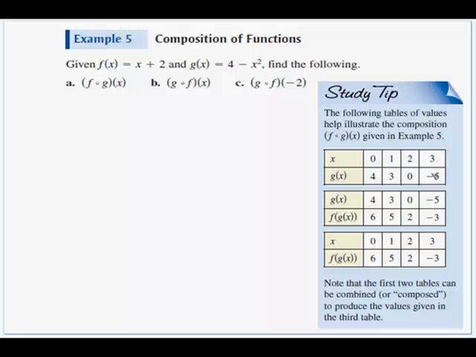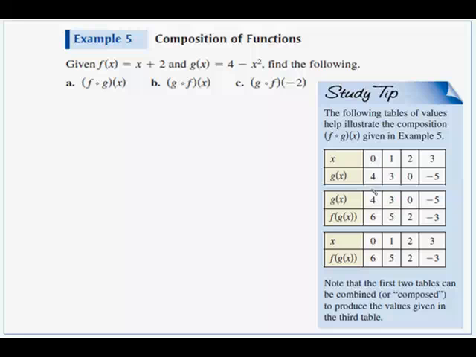4 minus x squared. Oh, if x is 3, we square it, 9. 4 minus 9 is negative 5. So here is the table of values for g of x.